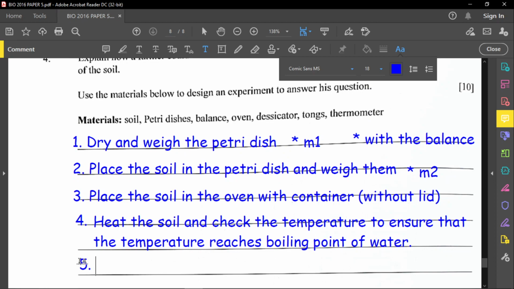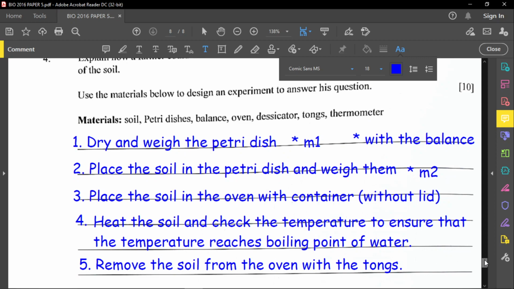So step 5, what you're going to do is to remove the soil from the oven. I didn't mention what a desiccator is, but I'll talk about it shortly. You're going to remove the soil from the oven, and make sure you use the tongs because, of course, you don't want to burn yourself. They also want to see exactly how you use these things because they want to make sure you follow safety procedures, and so on.